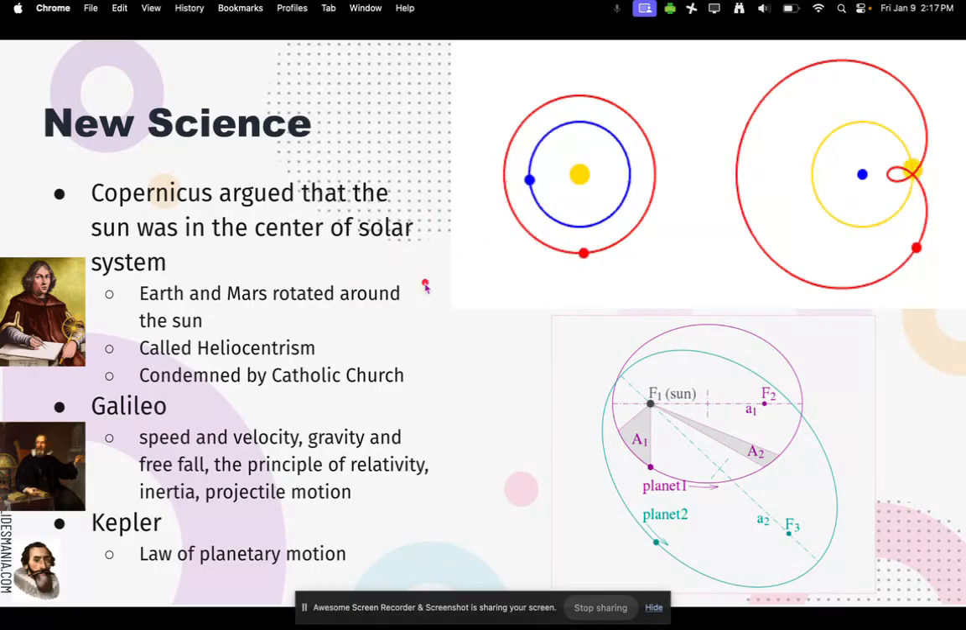We also have Galileo. He did mathematical equations such as speed and velocity, gravity and free fall, the principle of relativity, inertia, and projectile motion. We also have Kepler. He figured out the calculations for the law of planetary motion.